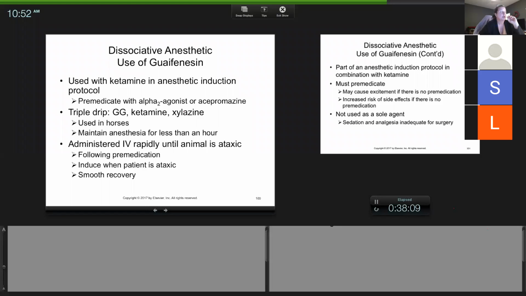We usually have to give it pretty fast, because when I give IV propofol to a dog, I can give it slow, they might go through an excitement phase and I can push them in. I don't want a horse going through an excitement phase. They're scary enough. You want to drop them, going from awake to asleep very rapidly. So we usually calculate this as a bolus and give it in very quickly until they're dropped. It also helps with a smoother recovery.